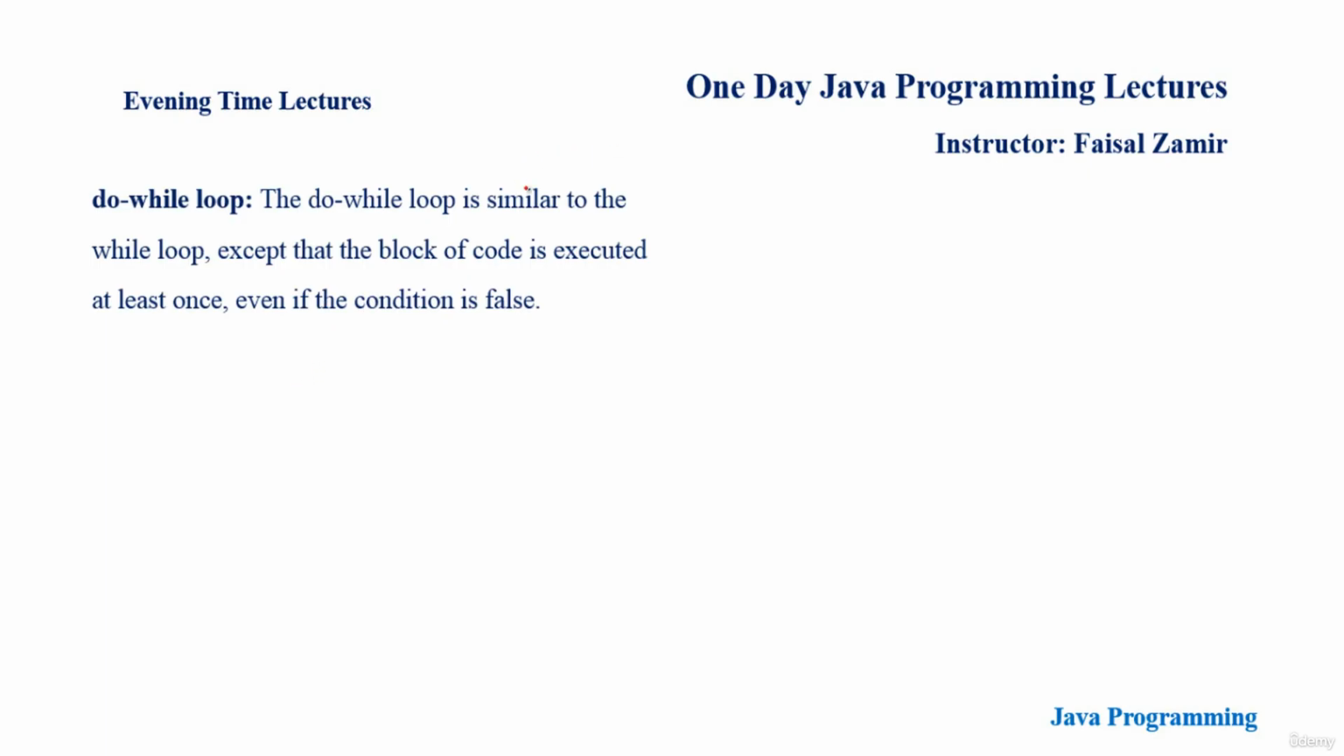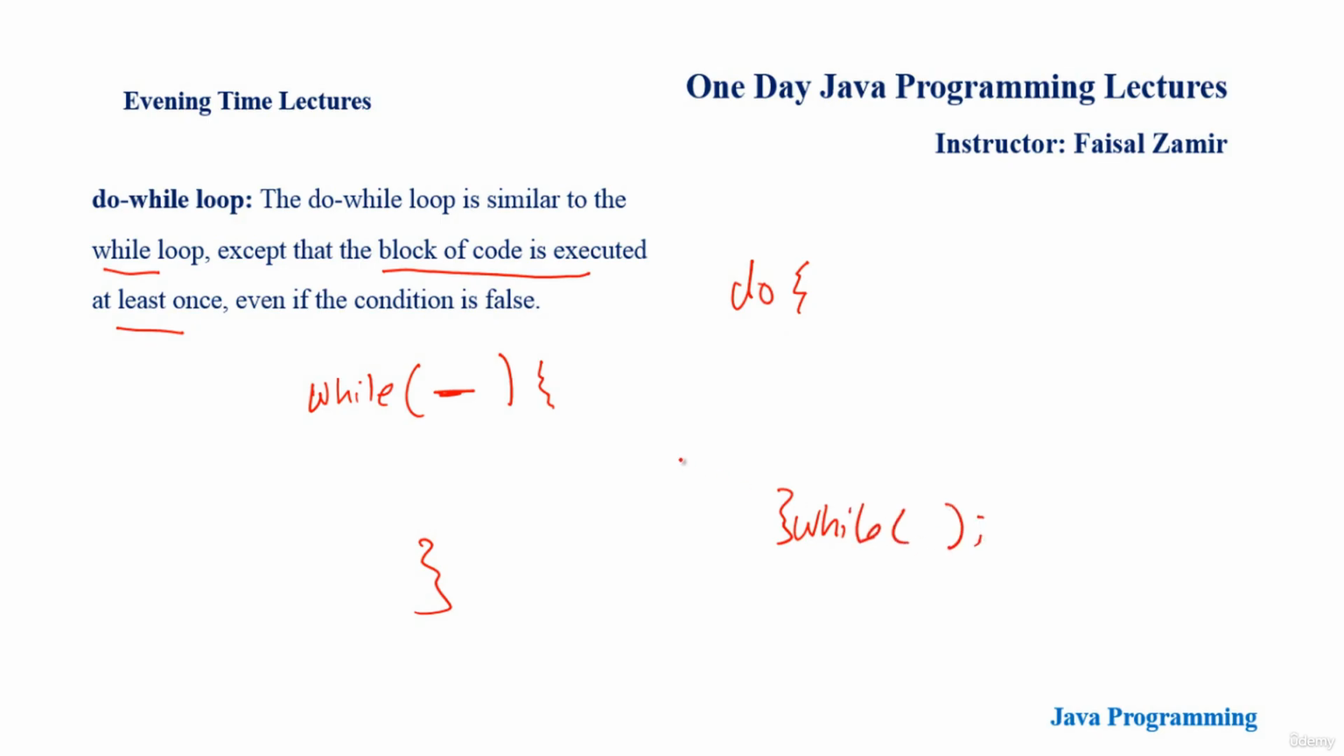The do while loop is similar to the while loop, with only one difference. The difference is that the block of code is executed at least once, even if the condition is false. In the case of the while loop, you have to provide a condition and your code. But in the case of the do while loop, the syntax is do, and then you have to mention the while condition at the ending position.